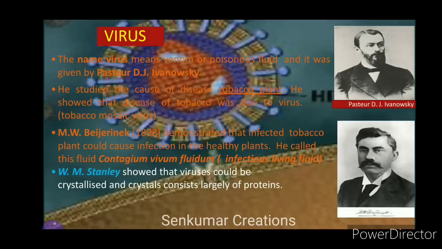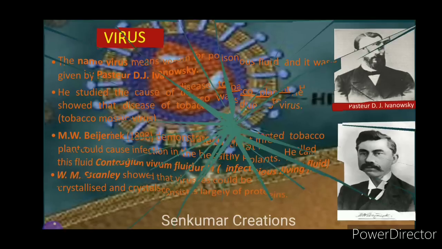Next you can see Stanley, another scientist, W.M. Stanley, who showed that viruses could be crystallized, and the crystals consist largely of proteins. He explained clearly about the structure of the viruses. Viruses could be crystallized, and the crystals consist largely of proteins. That is what Stanley, the last scientist, explained clearly.